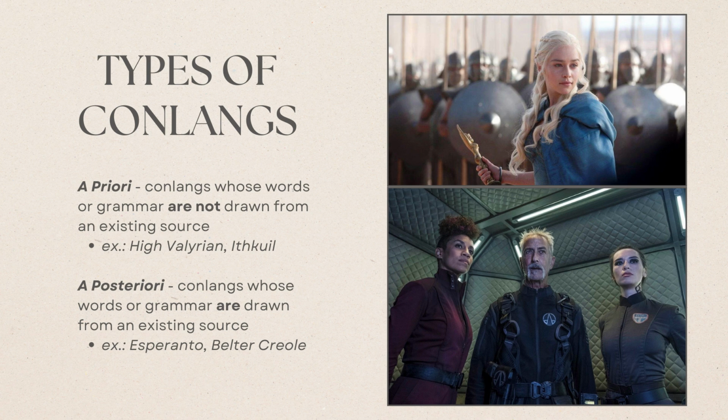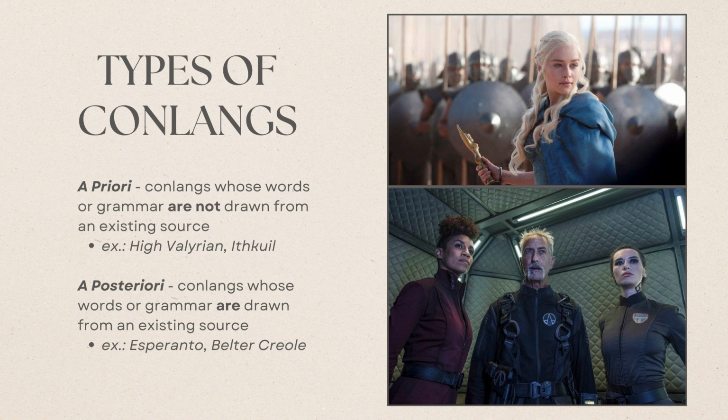A posteriori conlangs, on the other hand, are drawn from an existing source. So for example, we have Esperanto, where much of the vocabulary stems from Latin. And we also have Belter Creole, which is for the series called The Expanse. The premise of that series is that humans colonized much of the solar system, and different linguistic backgrounds interacted with each other in the asteroid belt, and they eventually formed their own Creole language. It comes from languages like English, French, Spanish, Slavic languages, Swahili, Hindi, I think, a bunch of widely spoken languages on Earth.